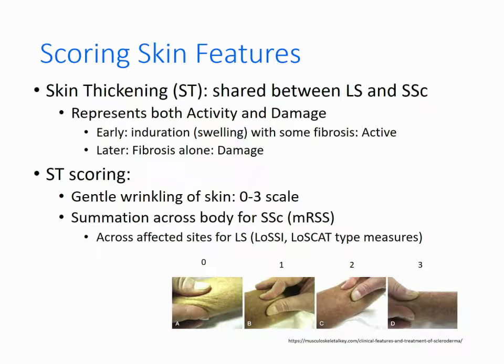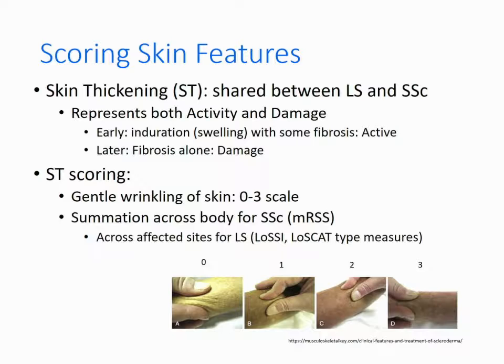So skin features, as you're all aware, is a very important thing to score for our patients. Skin thickening is a shared feature between both the pediatric localized scleroderma and the systemic sclerosis. And it's a tough measure in the sense that it represents both activity and damage. Early on, we have induration, which is swelling from that inflammation, and there's a little bit of fibrosis. But later on, we only have the fibrosis. If you remember the slides I showed you where the one on the far right was just all homogeneous, that didn't have those inflammatory cells, that's just damage. And it can be difficult, if not impossible, to distinguish some of those stages.